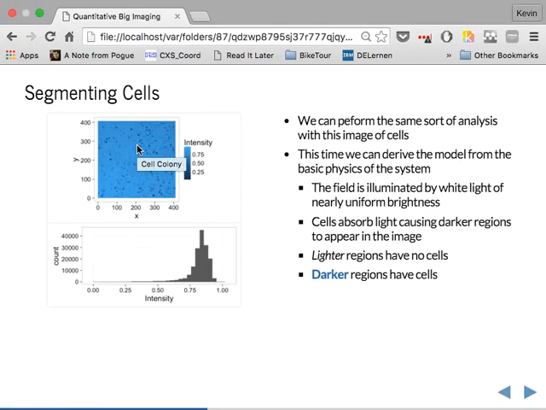And we know that cells absorb light, causing darker regions to appear in the image. So these dots here are because the cells are blocking the light going through. The problem is there's lots of other things that absorb light as well, like dust or random fluctuations in the detector. And so how do we find the cells in this image reliably?